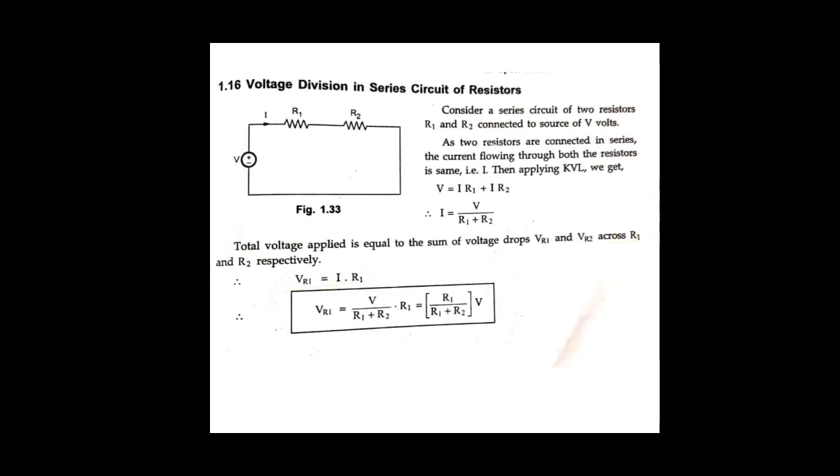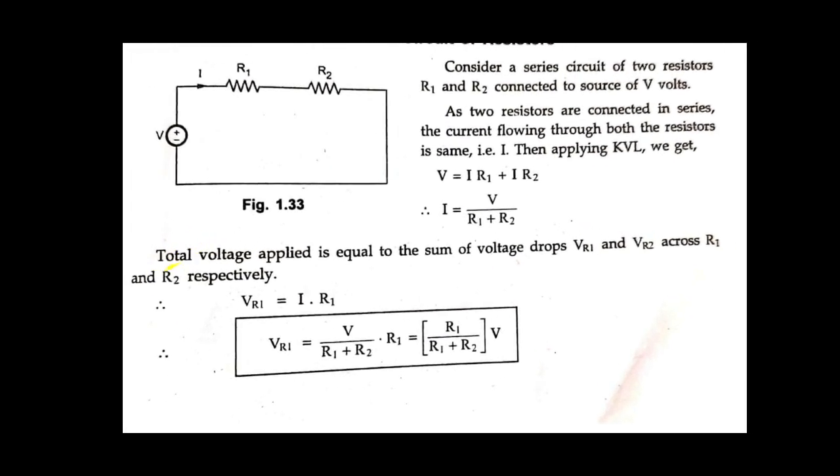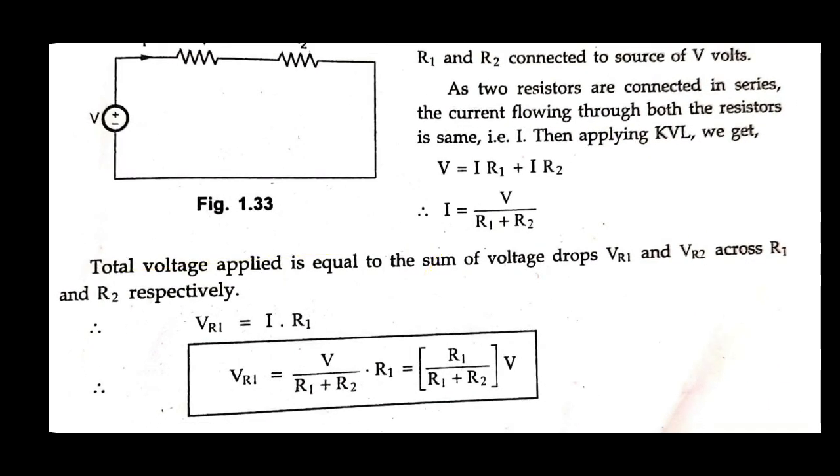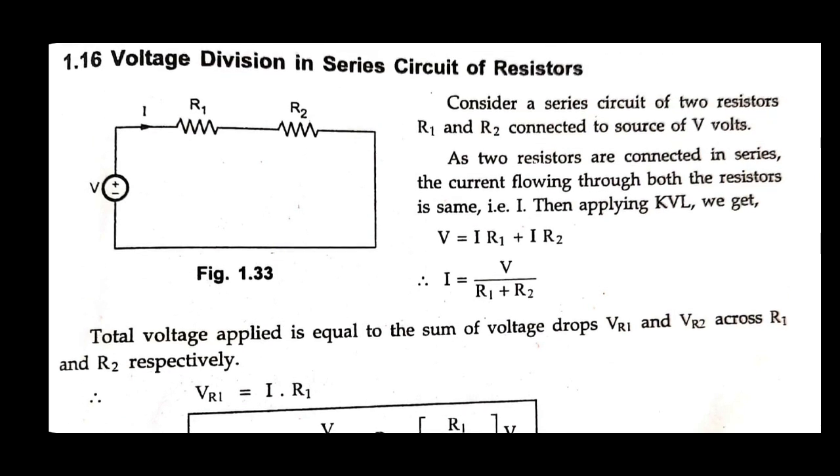Next, the voltage division in a series circuit of resistances. As we know, in a series circuit there is voltage division, and in a parallel circuit there is current division. So let us come to the point, the voltage division in a series circuit of resistances. Consider a series circuit of two resistors R1 and R2, connected in series with a voltage source V. As the two resistors are connected in series, the current flowing through R1 and R2 is the same.